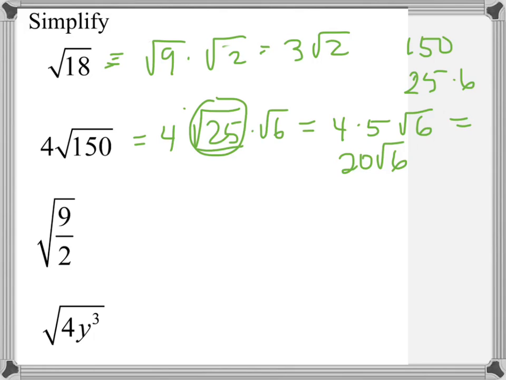Okay, now we have another fraction here. So the numerator is a perfect square, so it's going to be helpful to me to do this. Okay, so this becomes 3 over radical 2. Now we don't want to keep the square root of 2. We don't want to keep a square root in the denominator.